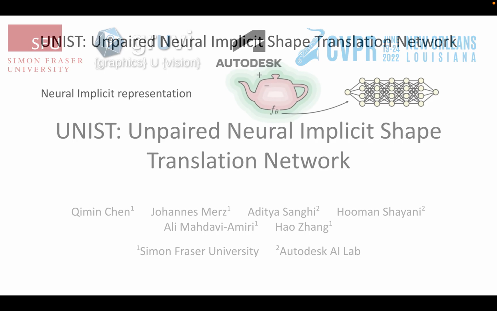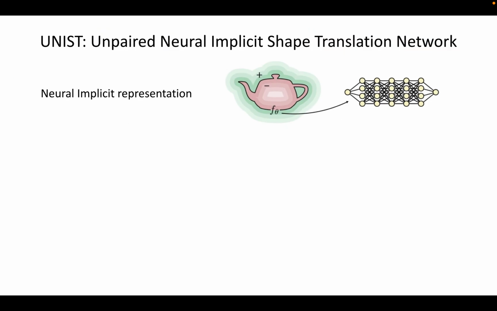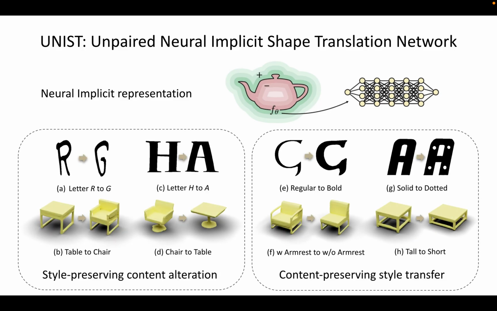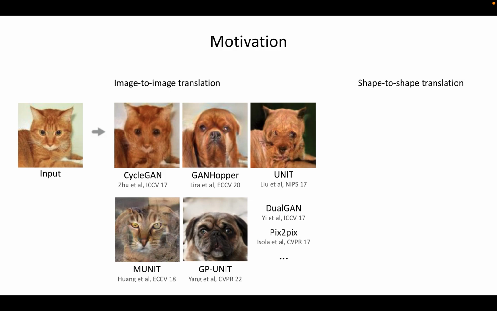We present UNIST, a model built on neural implicit representation that is able to learn both style-preserving content alteration and content-preserving style transfer between two unpaired domains of shapes using the same network architecture. Unpaired image-to-image translation has become one of the most extensively studied problems in the computer vision community. Researchers are able to translate images into the target domain with realistic details.